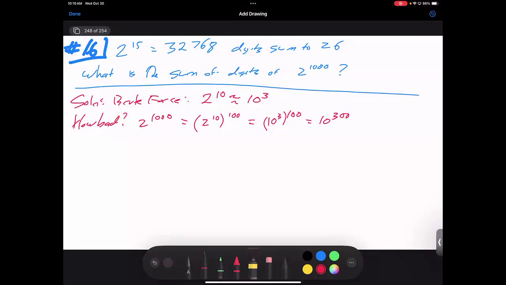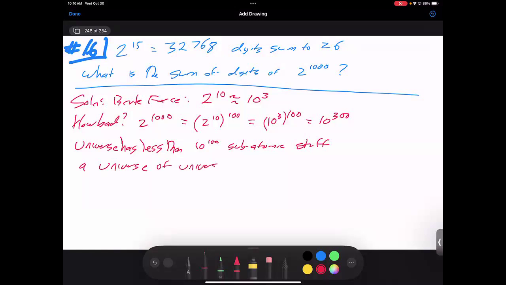a universe has less than 10 to the 100 subatomic stuff. A universe of universes is 10 to the 100 squared, which is 10 to the 200, which is so much less than 10 to the 300.